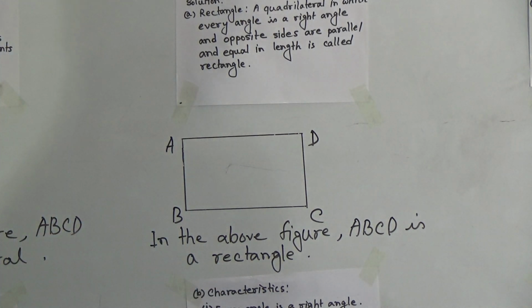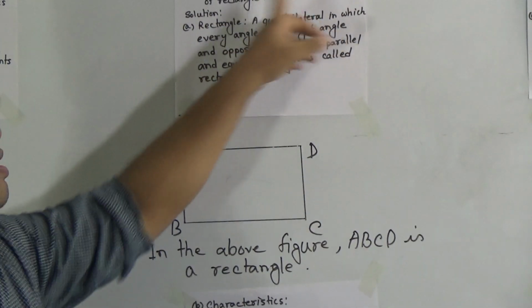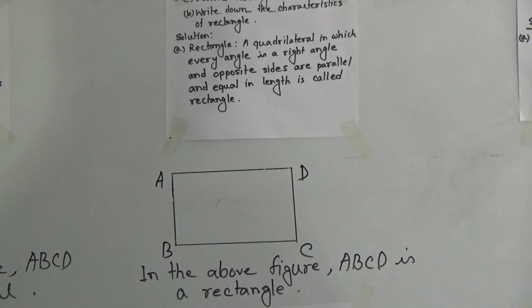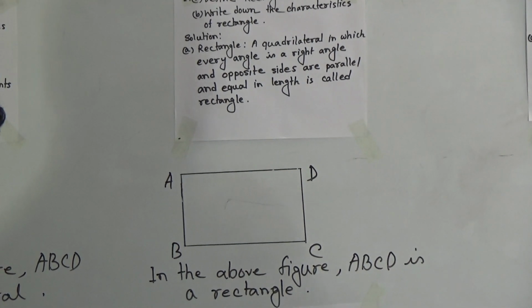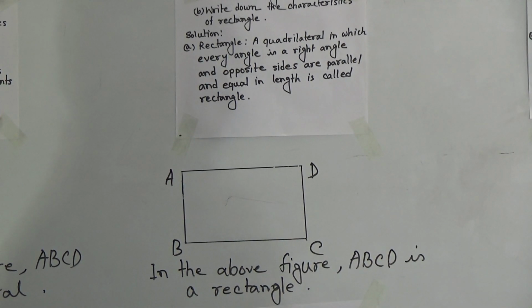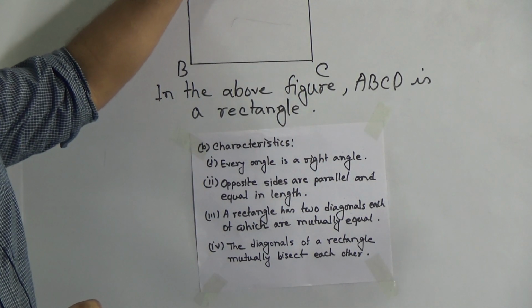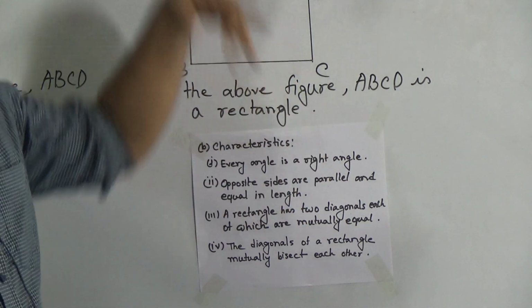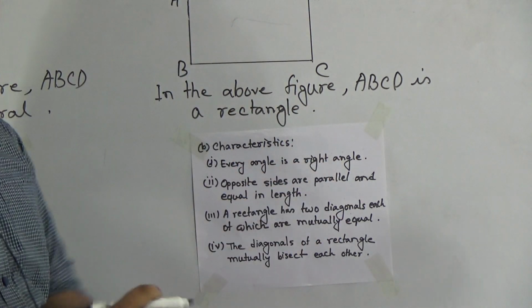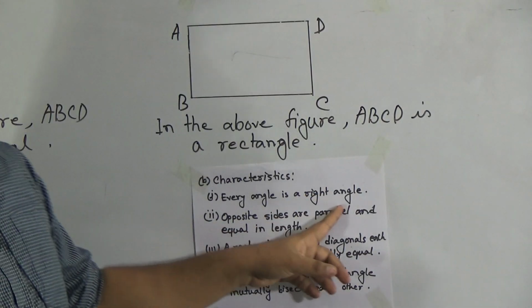Okay, now question B: write down the characteristics of a rectangle. The characteristics of a rectangle: number 1, every angle is a right angle. I have already found this from the definition. No need to memorize this. From the definition you easily get this characteristic. Every angle is a right angle.